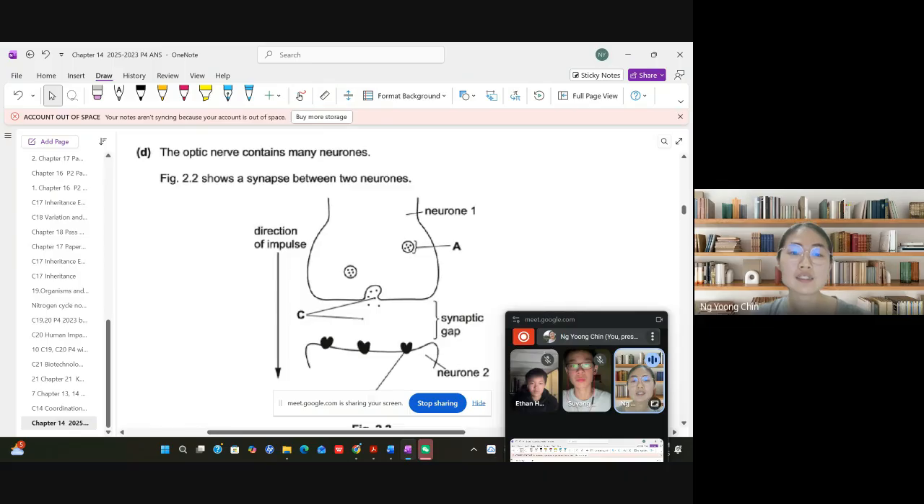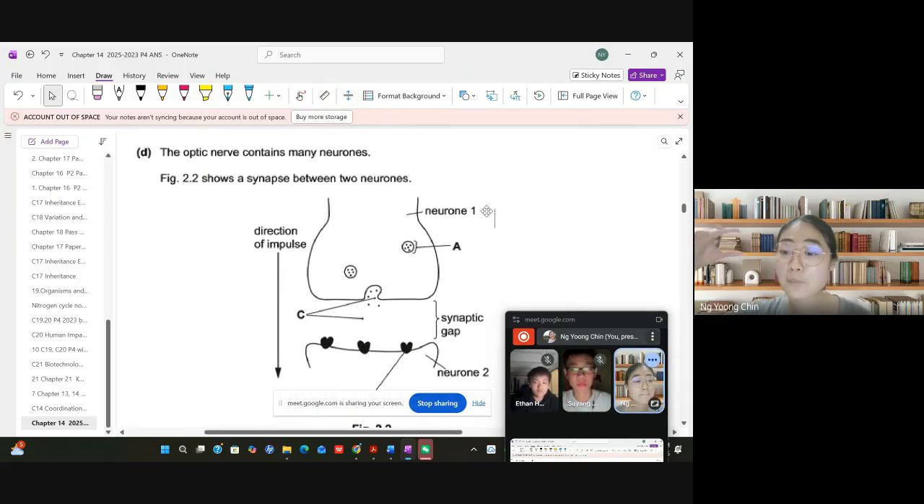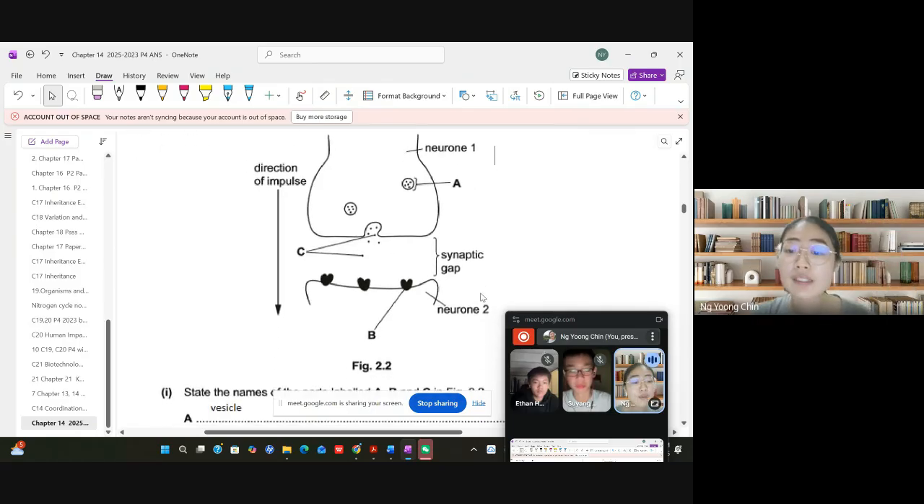And then for this one, it shows the synapse between two neurons. This is the first neuron. Give me the name of the first neuron. How should I call the first neuron, which produces the neurotransmitter? Remember, at that time, what was the name of the neuron which produces the neurotransmitter? The first neuron, and then the second neuron, which has the receptor proteins to receive the neurotransmitter. The first neuron is called the pre-synaptic neuron. The second neuron is called the post-synaptic neuron. You should write this in your answer.